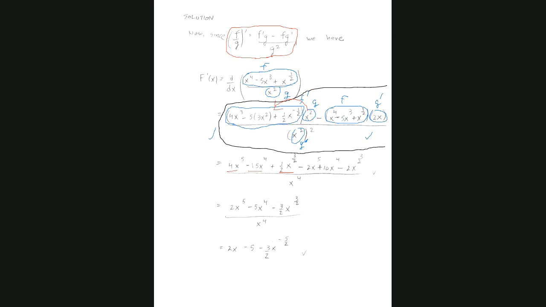Likewise, I'll distribute the 2x to the f function, x to the fourth minus 5x cubed plus x to the half. And then don't forget, we got a minus here as well. Let me see. Do I maybe have an error? Hold on here. Question, one moment.